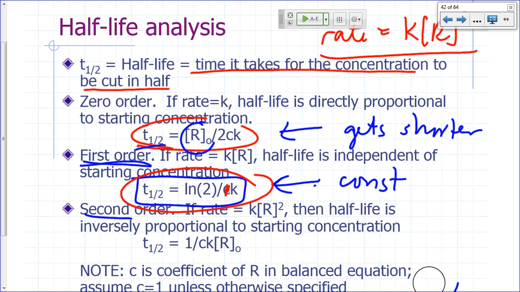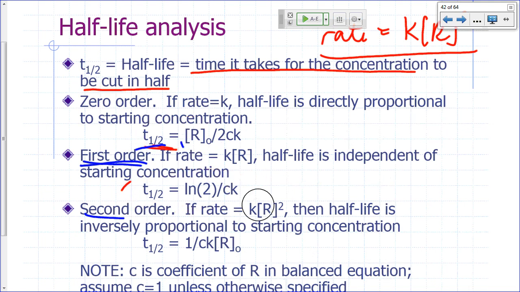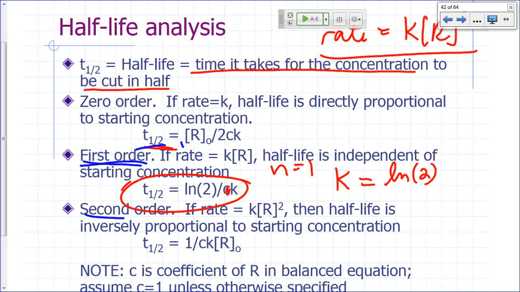The half-life is constant if it's first order. So in fact, what is our rate constant here? This is first order, so n equals 1 here. So how do I solve for my rate constant? It's just equal to natural log of 2 divided by the half-life. So from the half-life, I can figure out what the rate constant is. What's the value of natural log of 2? It's 0.693. So 0.693 divided by the half-life. Okay?